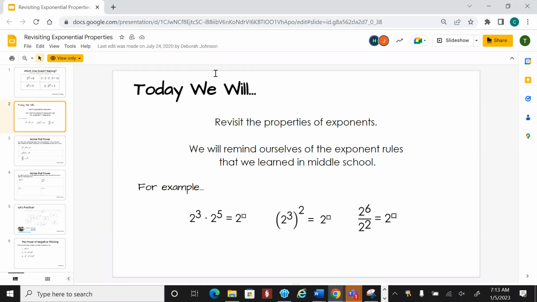Okay, so back in the day in middle school, your teacher showed you something like this. It said 2 to the 3rd power times 2 to the 5th power. What would this answer be? Do you remember? Eight. Okay. So how do we know that this is 2 to the 8th power? Well, say it again. 5 plus 3. Okay, so we're going to add on these, right? So if it has the same base, we're going to add the exponents, right?